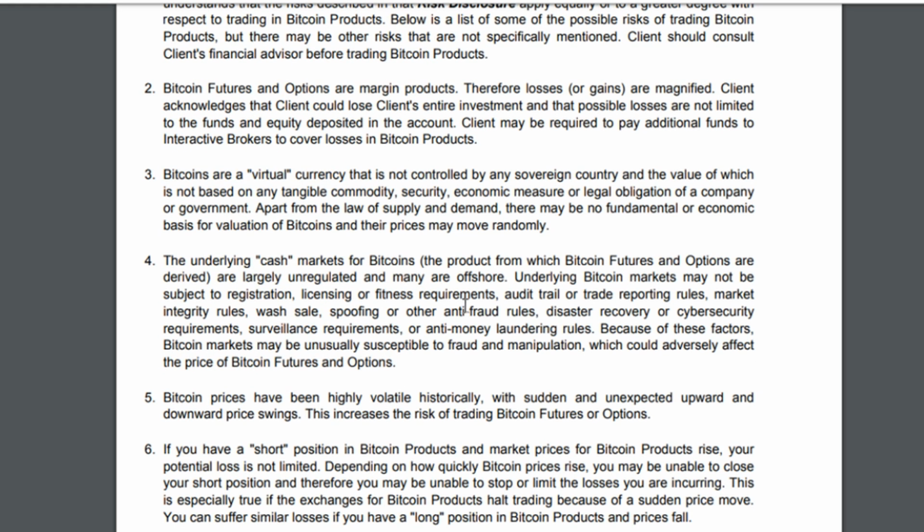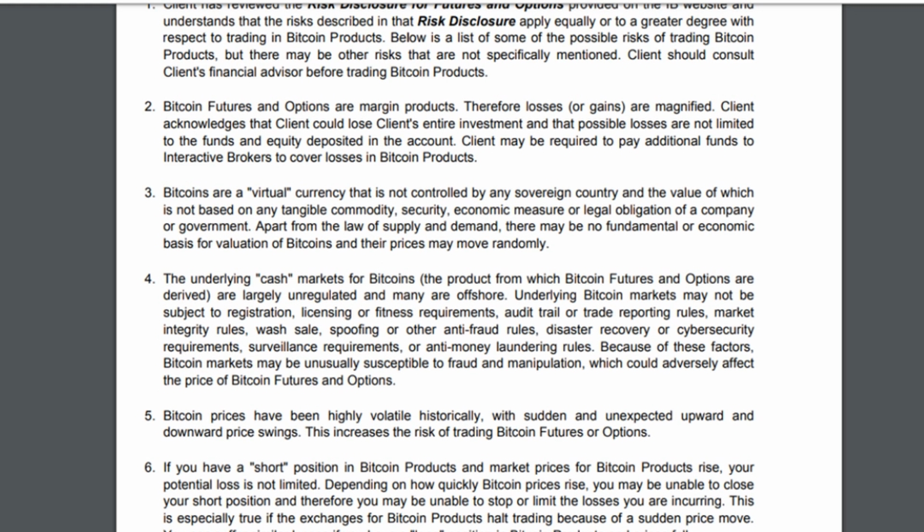So, and then here are some risks involved. Therefore, losses or gains are magnified. And then another might be Bitcoin and its prices may move randomly, since no one has control over it.